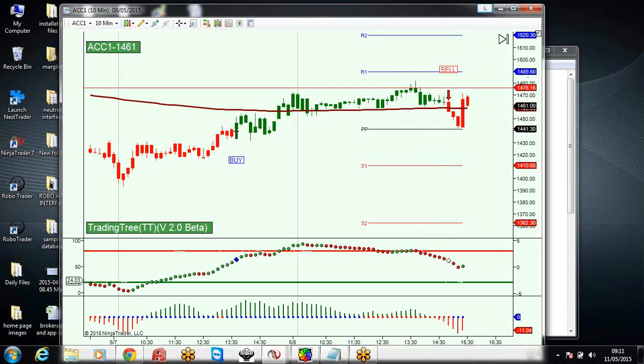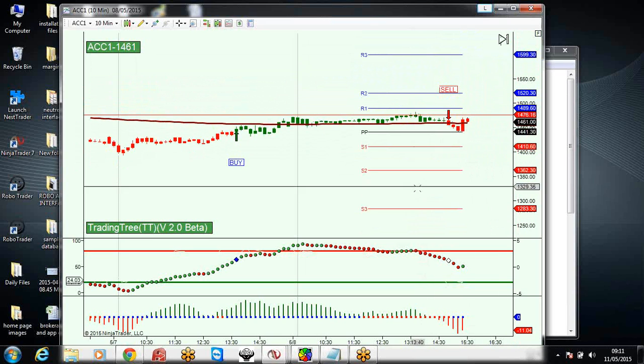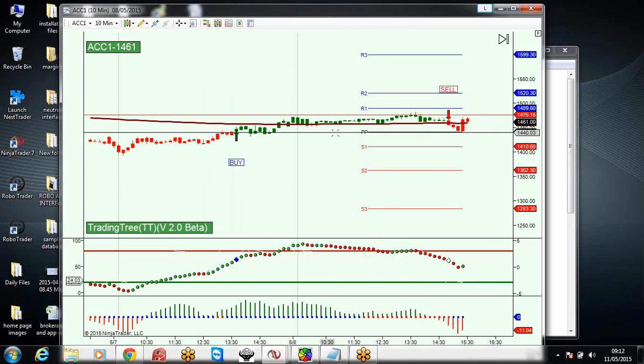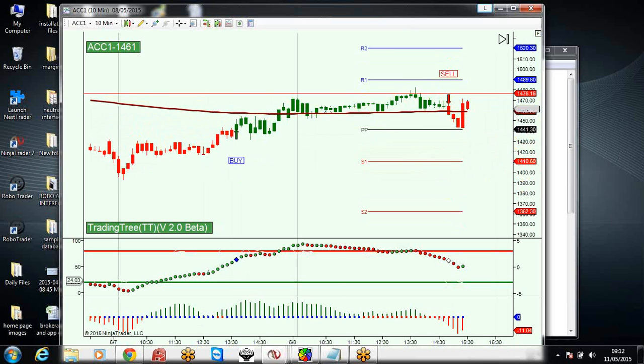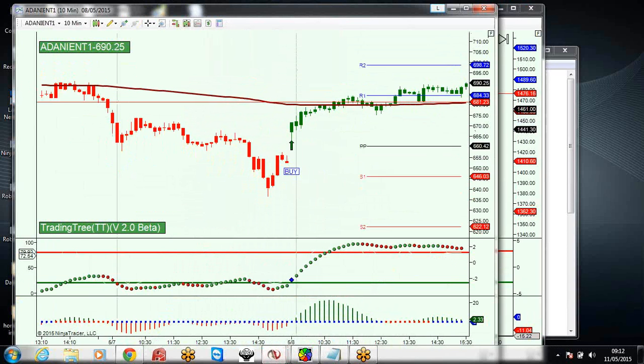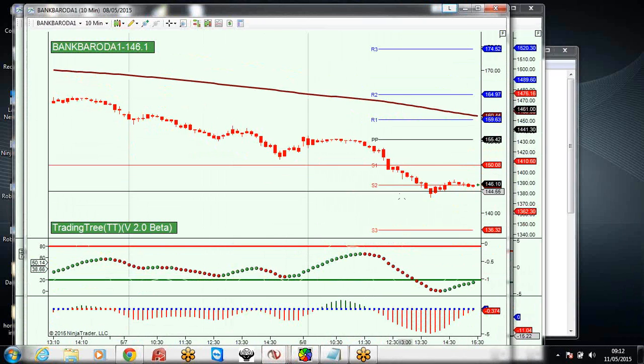The R1, R2, S1, S2, S3 lines are automatically generated every day on an intraday basis. The brown line you are seeing here is a moving average, and you have to be careful whenever you get calls around this area. I have opened many charts here, but if you are trading only certain scripts, you can open only those charts. You'll get the calls only for the charts that are open.